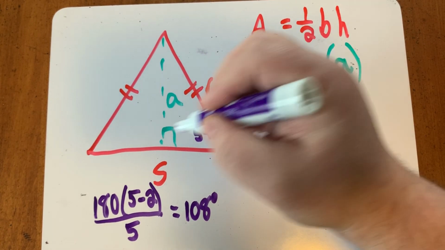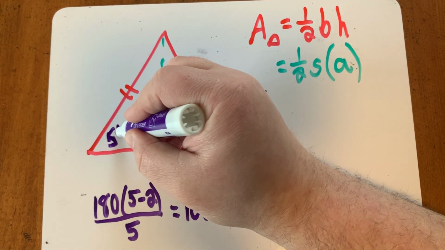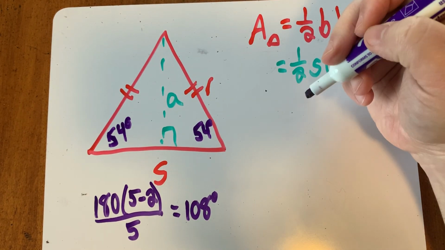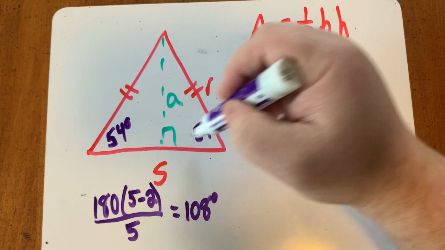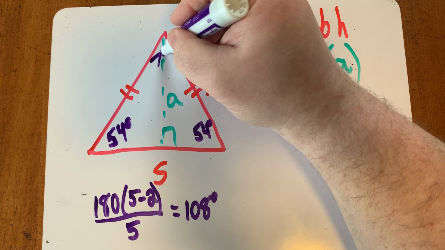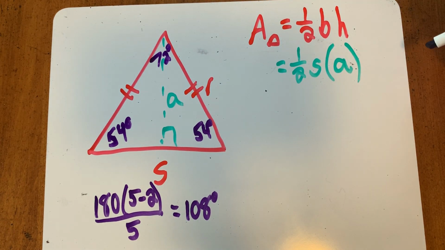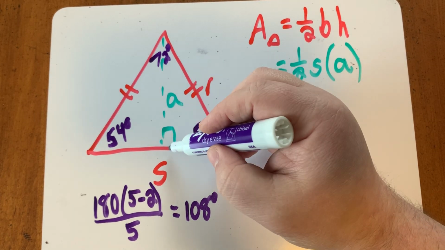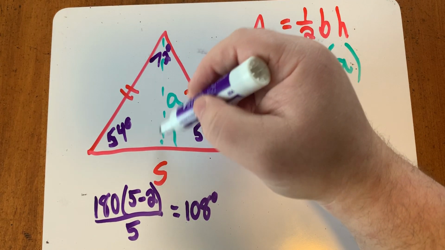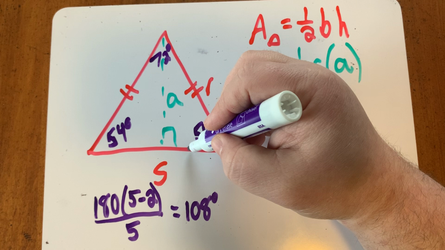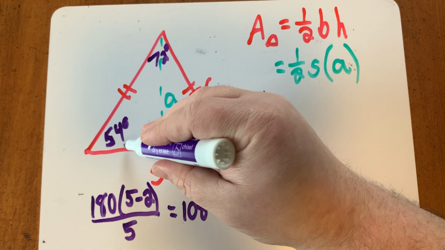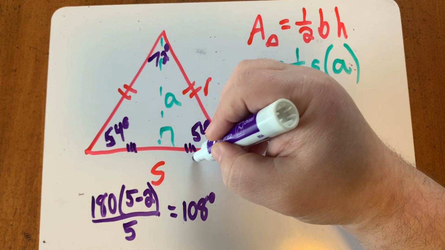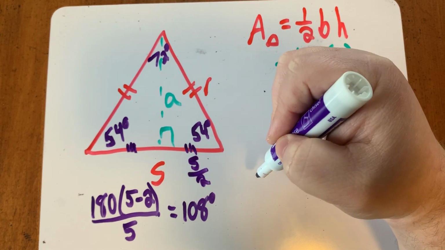So that would be the measure of each angle in the pentagon. So this would be half that. And that would also be 54, because it's isosceles. And these two add to 108, so this whole thing up here is 72. So, since it's isosceles, this altitude is also the perpendicular bisector of the base. So that's s over 2.